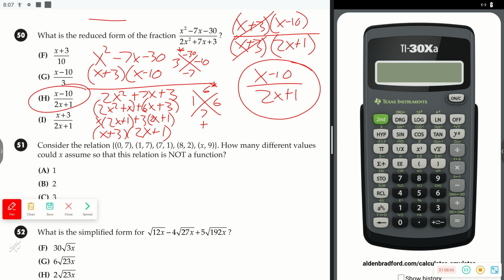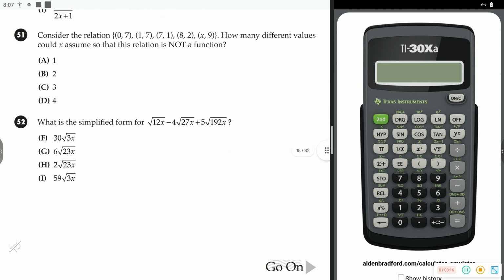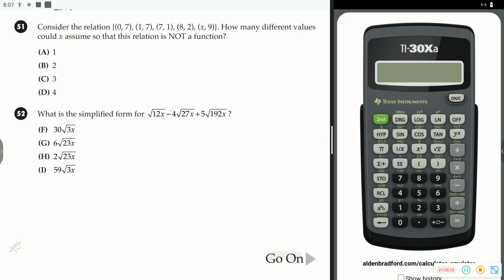All right, we just got 100%, well hopefully 100%, on our 50 question EOC. But let's do the other 15 questions for more practice. So let's keep going. Consider this relation. How many different values could x assume so that this relation is not a function? How many values could x assume? I don't even remember this question.